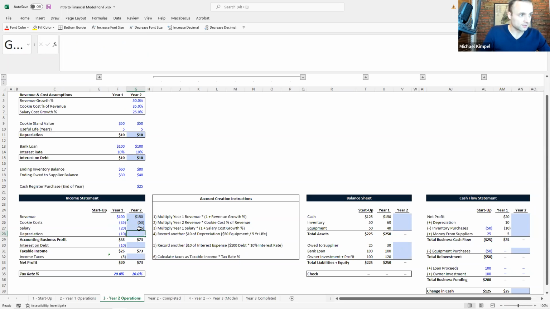From there, I'm going to speed things up a little bit here. We're going to pull in depreciation. We're going to pull in the interest. And just like last time, we're going to calculate our taxes as the negative of our taxable income times our tax rate. Give you all a second to catch up on that one.